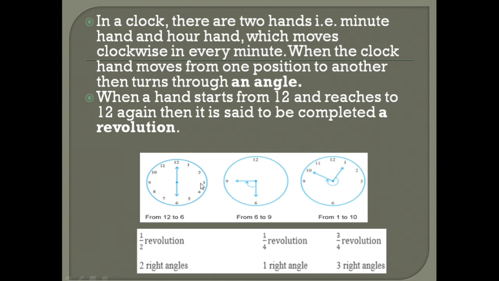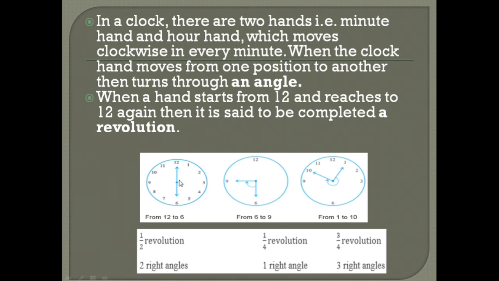Let's see the first one, from 12 to 6. Suppose the minute hand is moving from 12 to 6. Now what can we say: how many revolutions has it completed and how many right angles has it formed? See, if we move from 12 and reach 12 again, it completes one whole revolution. But here it is going from 12 to 6 only, and therefore it is completing only a half revolution. Now how many right angles are formed? Two right angles are formed.